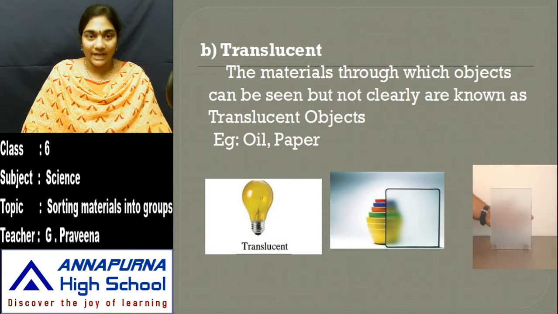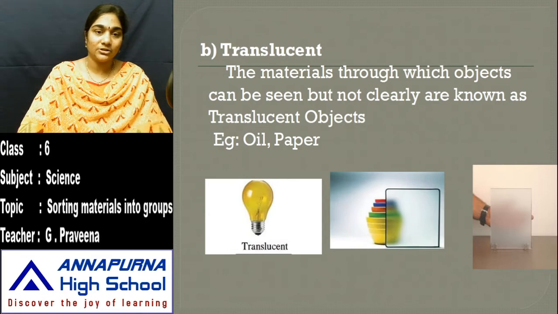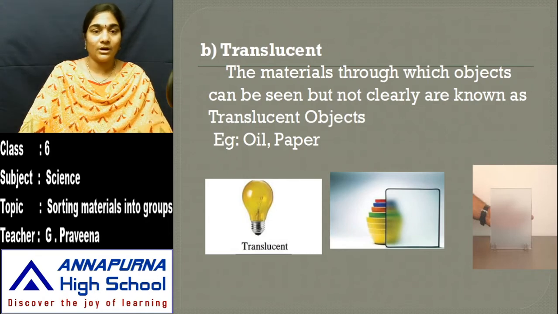Whereas in the case of transparent, the material can be seen clearly through the object that we are looking through, but in the case of translucent, the image is not clear. Somewhat of a blurred image is formed. Here in this picture you can see the blurred image, where it is not clearly seen but the object can be seen through it. These are called translucent objects. Both transparent and translucent objects allow light to pass through them.